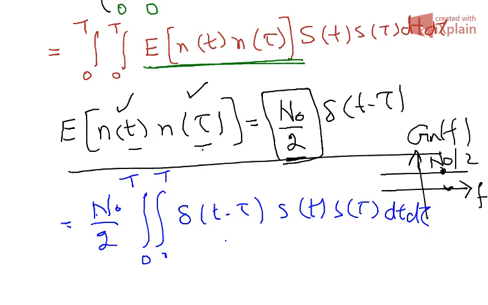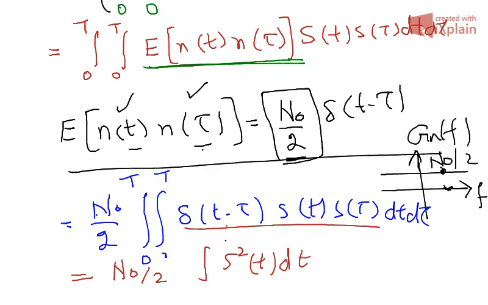Now this product, you can see this one, when delta of t minus tau exists at t equal to tau. So at t equal to tau, this would be s square of t. So the integral of s square of t, you can just rewrite it as N naught over 2 times the integral of the square of the signal s(t) dt from 0 to tau, and this is the energy of the signal. So we can write this as E N naught over 2.